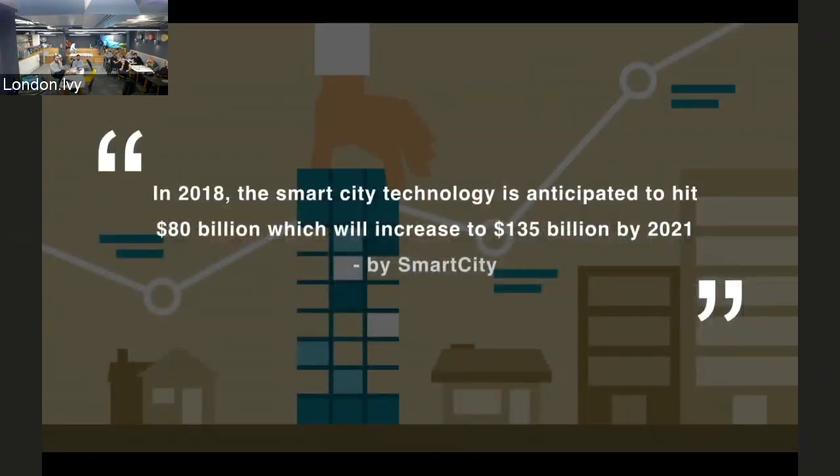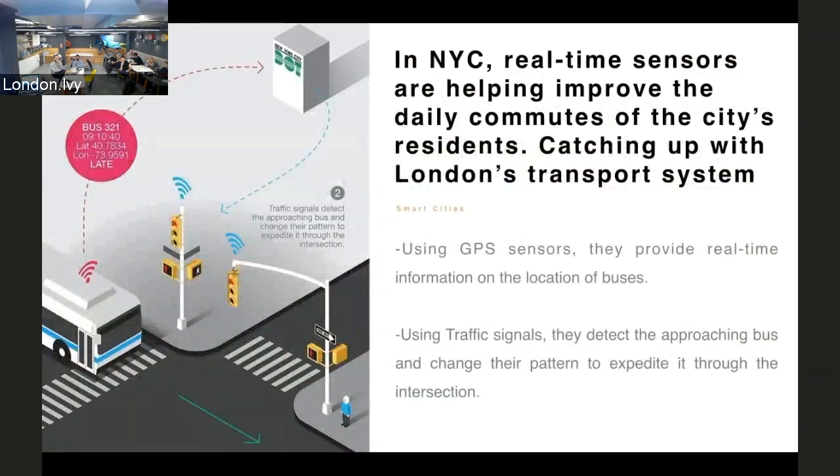So in 2018, there was about 80 billion invested in smart city tech, and by 2021 there'll be 135 billion. It's quite exciting, especially as UX designers designing in it.